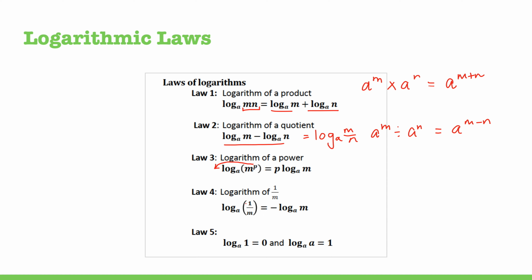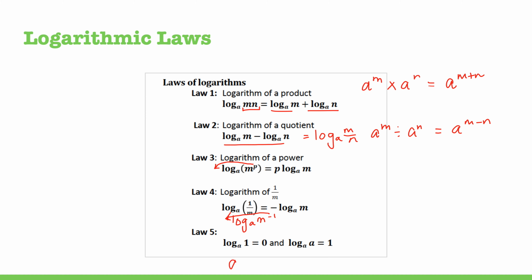When I have a fractional value on the inside, 1 on m, that can be rewritten as negative log a of m. The way that works is that I can write 1 on m as m to the power of negative 1, and then I can simply take that negative 1 out the front using the previous law, which is where I end up with negative log a of m.